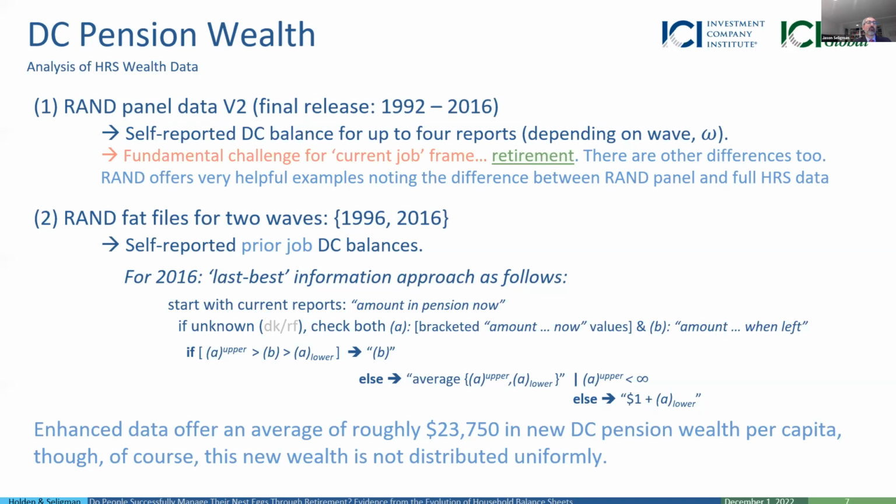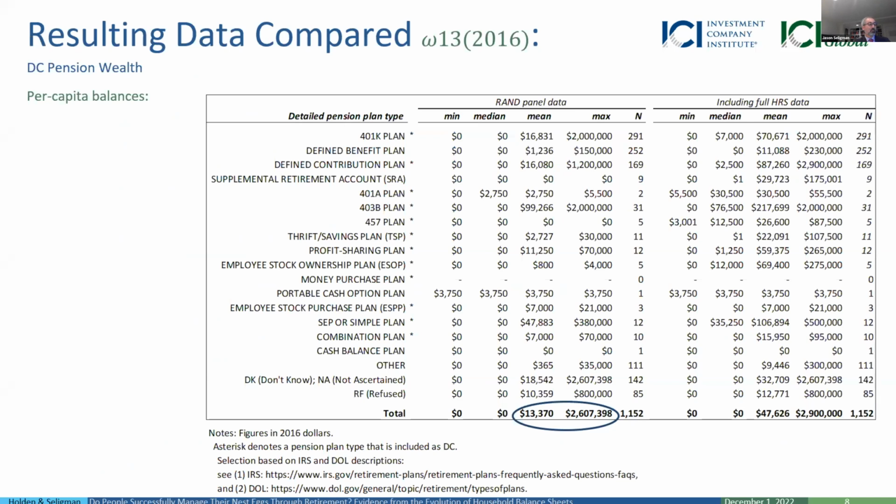These enhanced data offer roughly $23,750 in new pension wealth per capita from defined contribution pensions, though of course the distribution of this wealth is not uniform. All right, just to give an idea of how this is working, in this we see the initial RAND panel data, and this is what happens when we include the full HRS data. This is for 2016, this one right here. And you can see these differences here between the 13,370 estimate just using the RAND panel data and this larger estimate here once we've done our work.